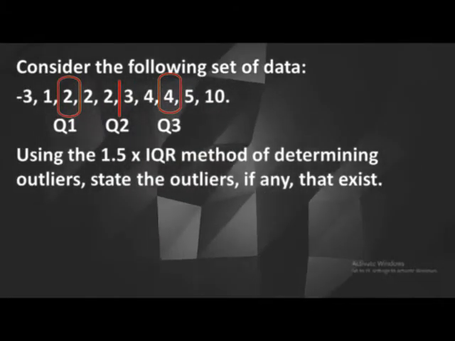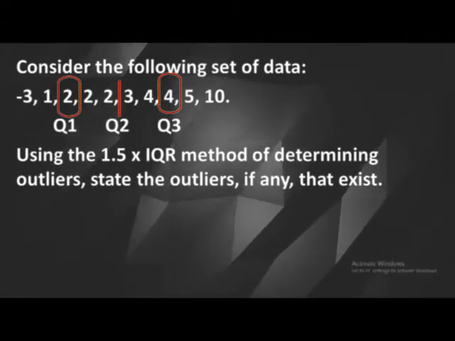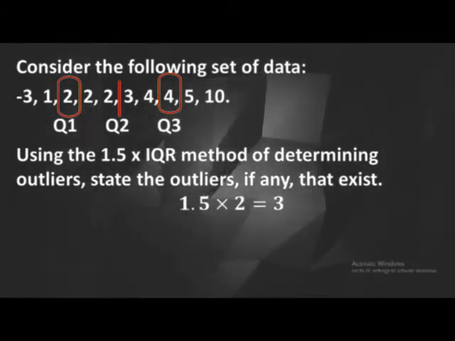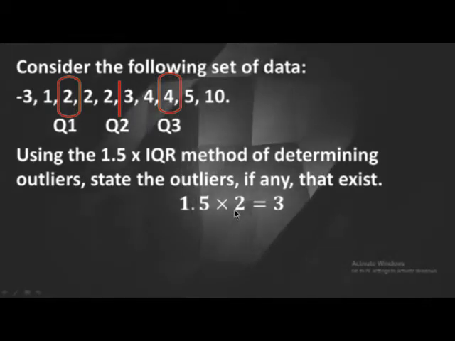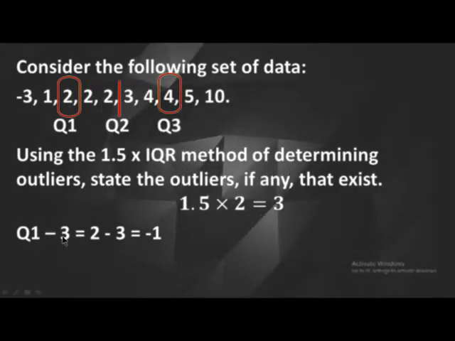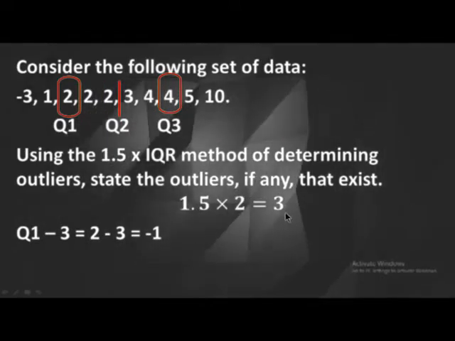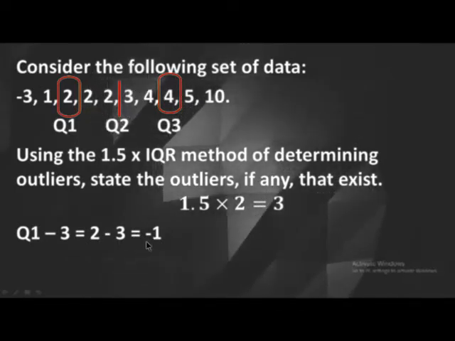Using the 1.5 times IQR method of determining outliers, state the outliers, if any, that exist. First, we need to multiply 1.5 with IQR. 1.5 times 2 equals 3 because we have found that the IQR equals 2. Now, we have to find the lower border and upper border of outlier. The lower border is Q1 minus 3. Where does this 3 come from? From here, 1.5 times IQR. So we have found Q1 equals 2. 2 minus 3 equals negative 1.